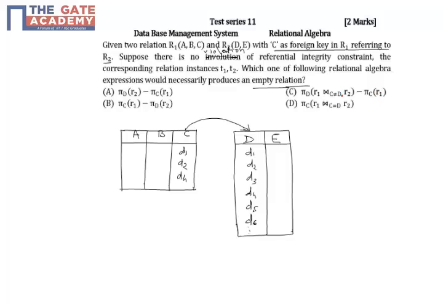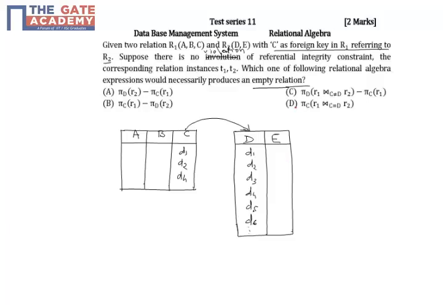Finally, if we subtract the values of C which occur in relation R1 from these values, we will have D3, D5 and D6, same as the relational algebra expression in option A. So option C will not give an empty relation. So this is also a wrong option.